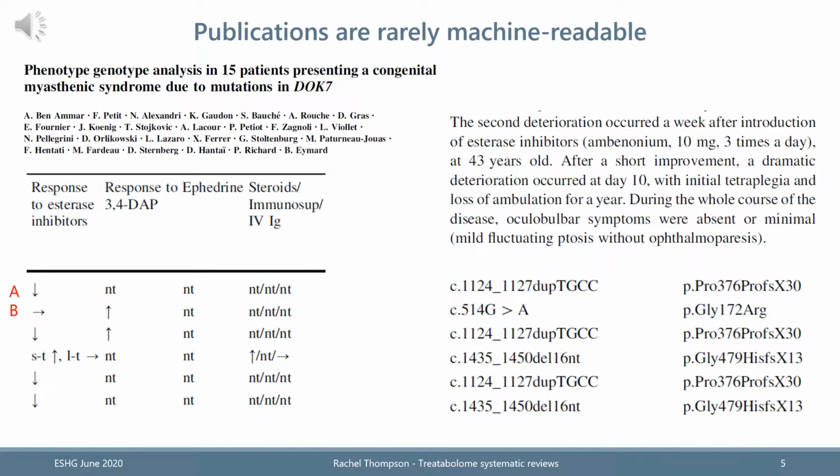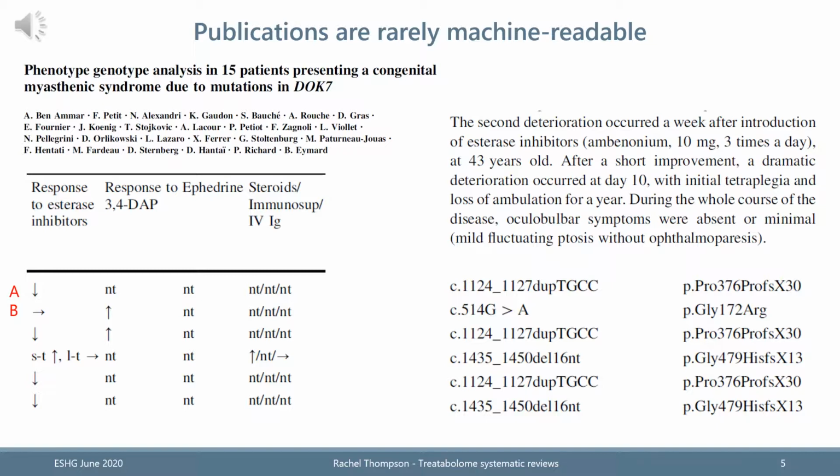On this slide, we have an example of that from the congenital myasthenic syndromes. This publication has a case series of 15 patients with recessive mutations in DOX7, which is the same gene that our previous patient was affected by. I've just pulled out data on a subset of the 15, and you'll see that in the first table on the left, with the arrows pointing in different directions, although a human can make sense of it relatively easily, it's pretty hard for a computer to work out that patient A had a poor response to esterase inhibitors, while patient B showed no improvement, or that none of the patients were tried on ephedrine.